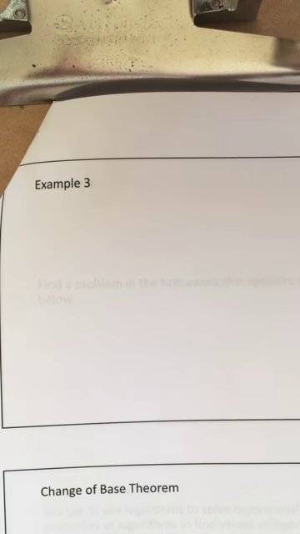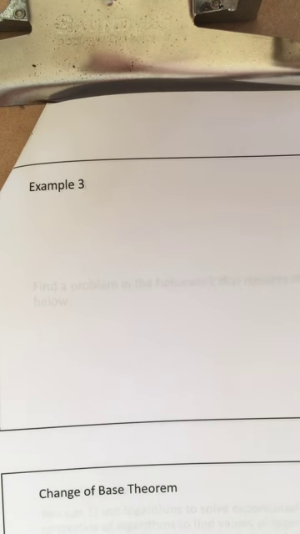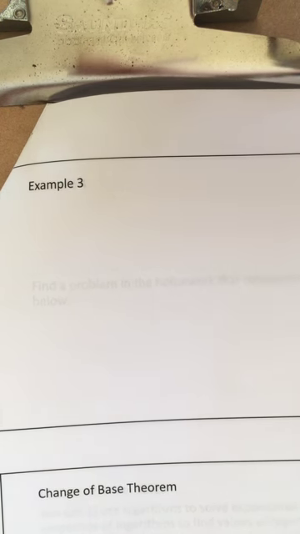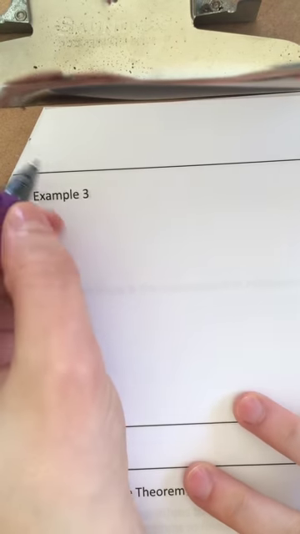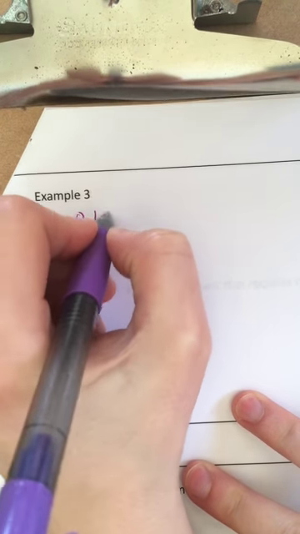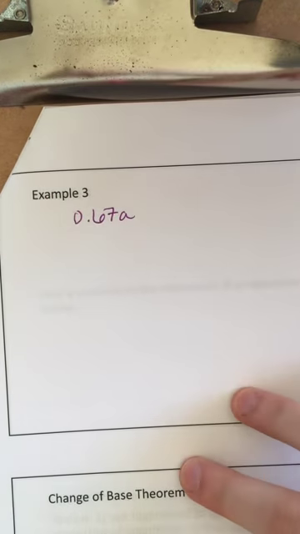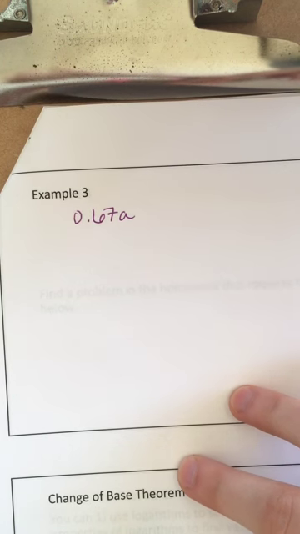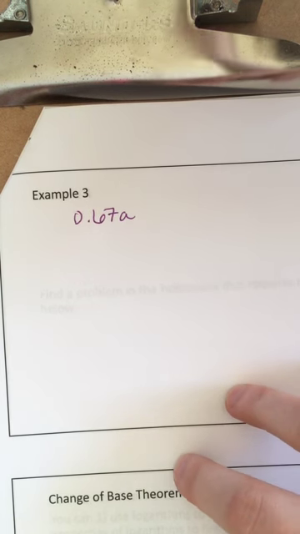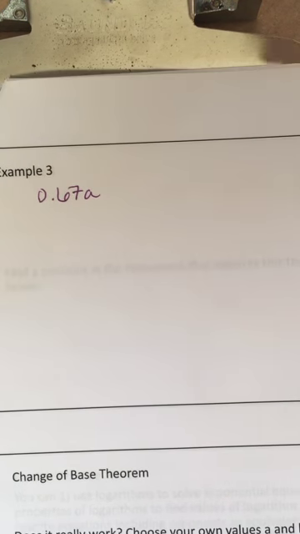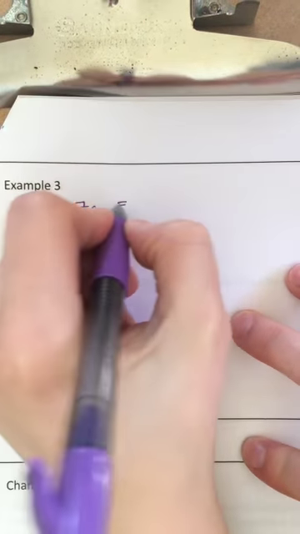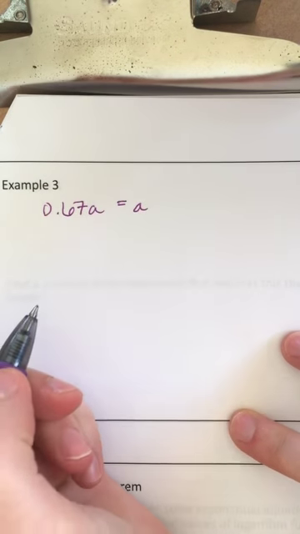From this assumption, find the approximate age of a skull found by an archaeologist if the skull has 67% of its original carbon-14 concentration. Okay, so we start with the half-life. So I know 67% times A, where A is the original amount of carbon. We don't know the original amount. We just know that 67% of it is still there. So then we have the original amount of carbon.